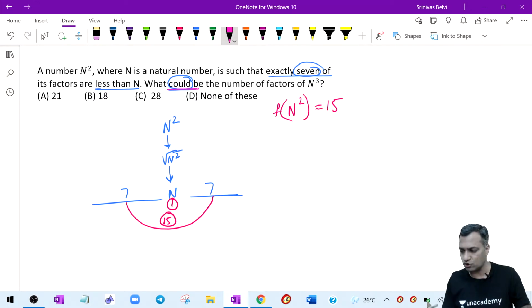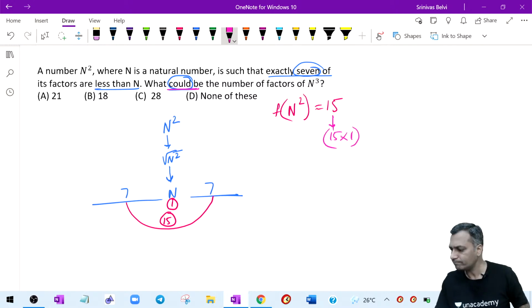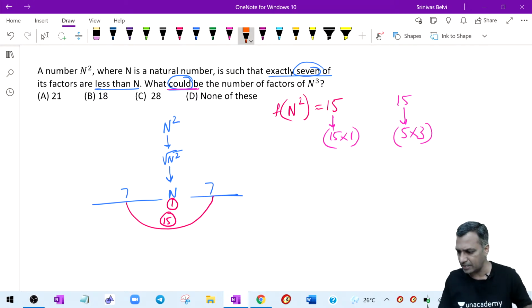It means two things to us. One, your n square can be of the form, because look at this, 15 can be written as 15 into 1. 15 can also be written as 5 into 3. You may wonder, what is this? Let me come to this. This 15 is nothing but a plus 1, because the number of factors is written like that. This is written as b plus 1.